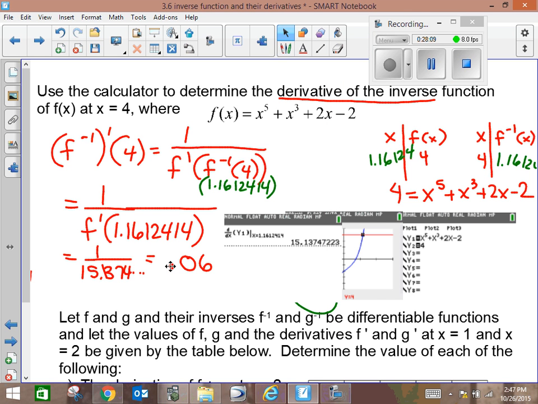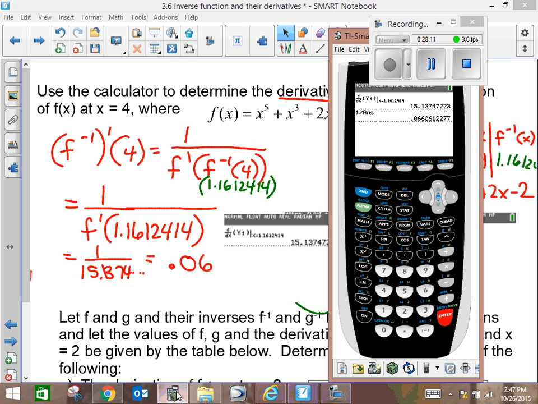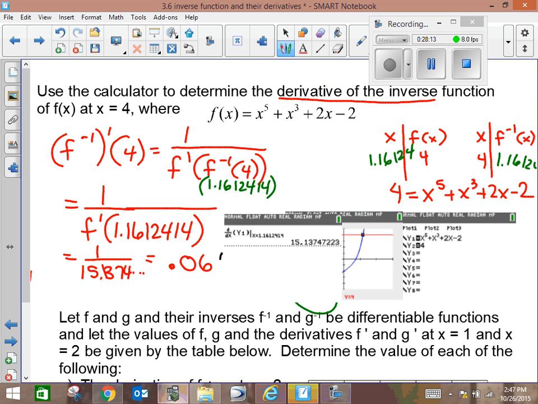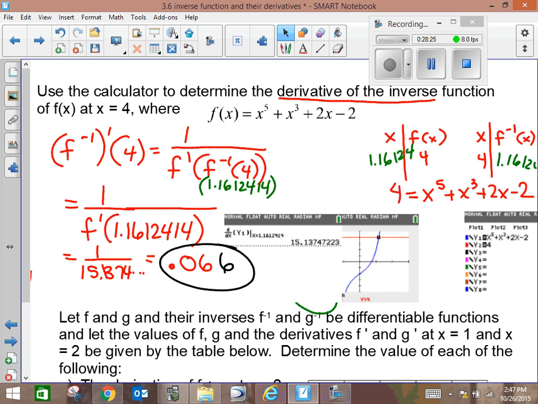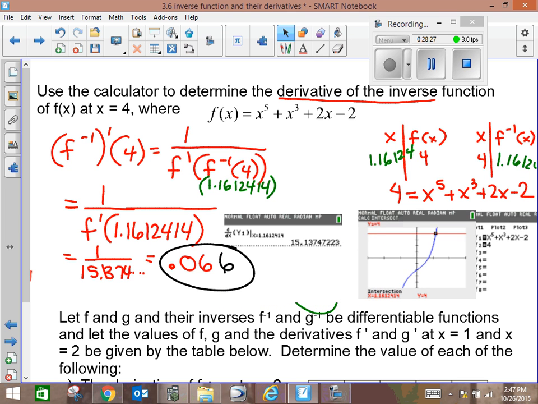Now we can go to 3 decimals. What was it? 0.066. So it wasn't so bad to let your calculator do that. It wasn't that bad.